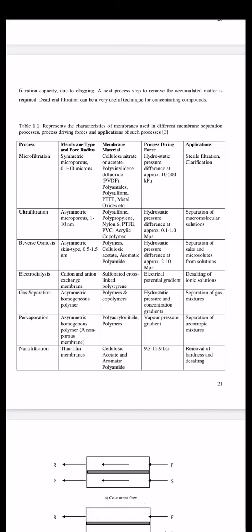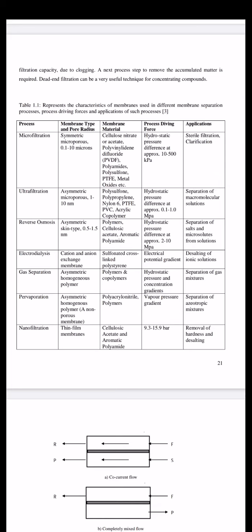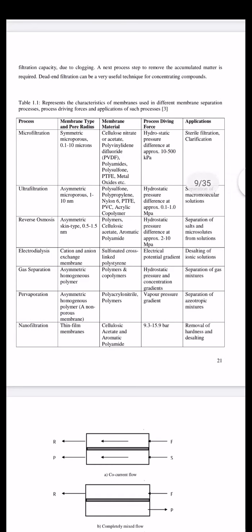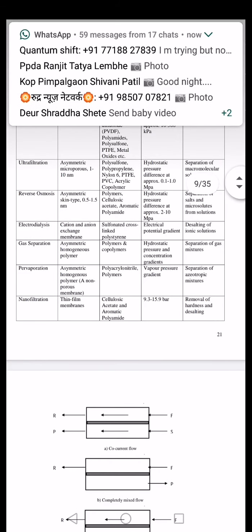Now, each and every separation technique differs with a process driving force. So, as far as microfiltration is concerned, not only microfiltration but also ultrafiltration, reverse osmosis, and the gas separation technique, the driving force is always hydrostatic pressure difference. Now, the range of pressure may differ from application to application or technique to technique, but the applications are very clear as to what mixture is separated. So, for microfiltration, what is the application? It is sterile filtration or clarification.